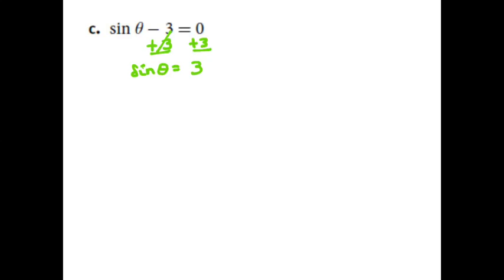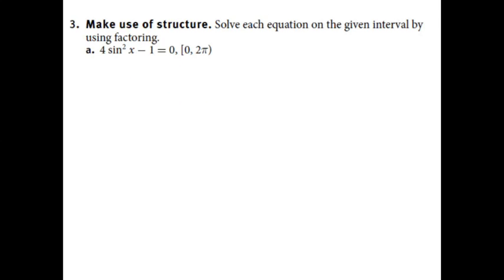If you recall, the range for sine theta is between negative 1 and 1. And so sine theta does not go as high as 3 without some kind of amplitude change or a vertical shift. And so this cannot be equal. And for this particular equation, we have no solutions. All right, let's move on to question number 3.